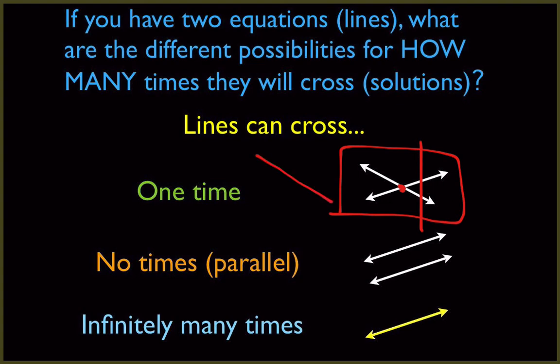Even if they're tilted the same way but just slightly different, they will eventually have to cross each other. So really, the only thing that was important there was, in fact, the tilt.